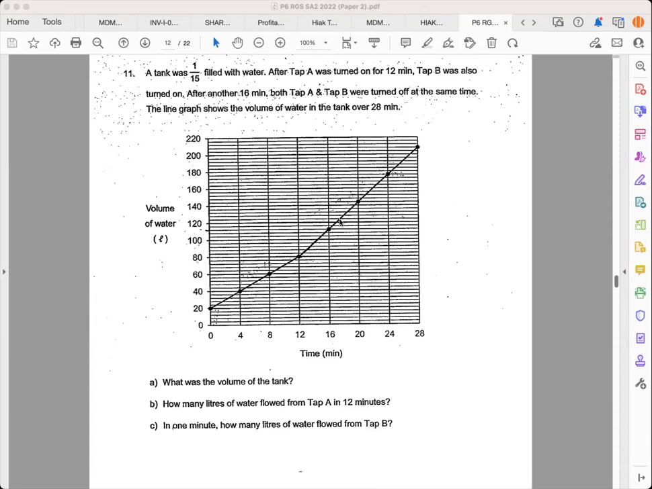So what was the volume of the tank? Let's read the graph. There are 5 intervals here, so every interval will be 4. One interval is 4 liters.